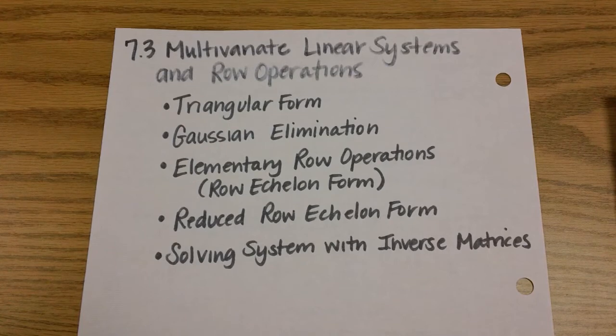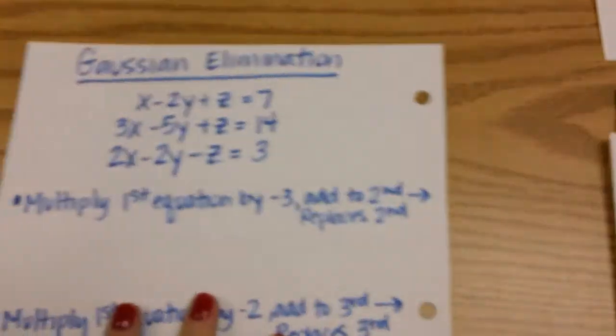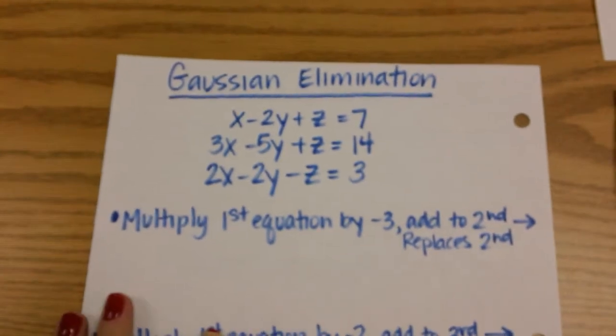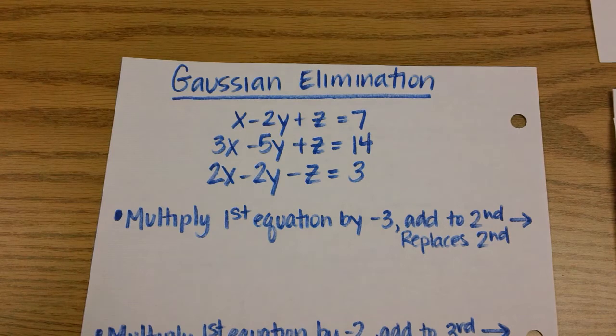And then finally we're going to talk about how to solve systems using inverse matrices, which should be a review from Algebra 2. Okay, the first one is going to be the Gaussian elimination. So our first example here is going to be x minus 2y plus z equals 7, 3x minus 5y plus z equals 14, and 2x minus 2y minus z equals 3.